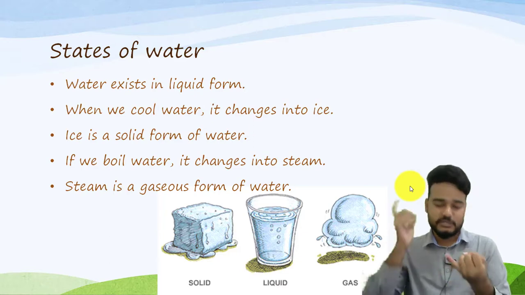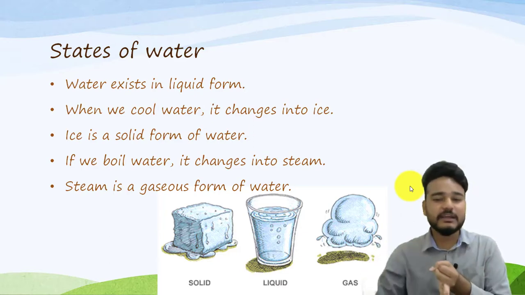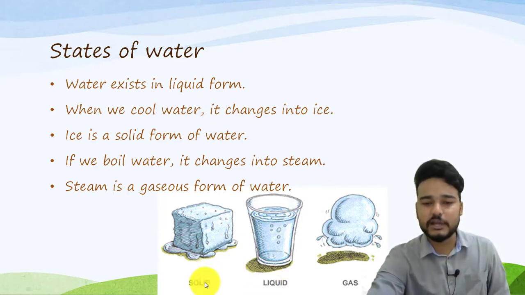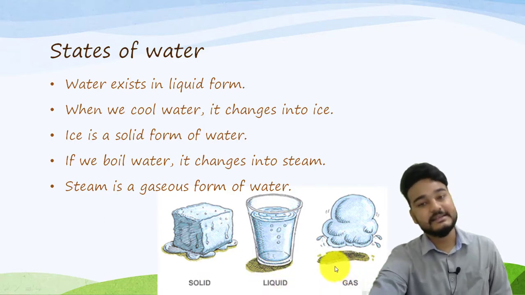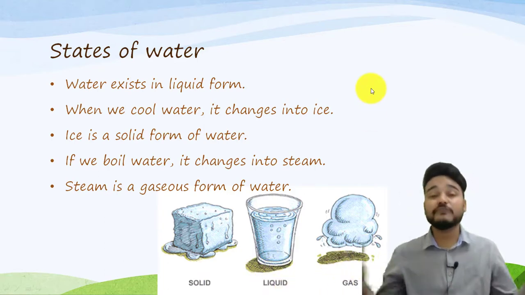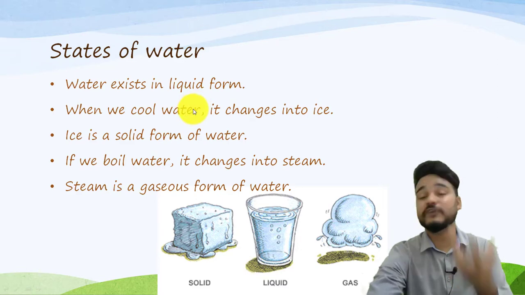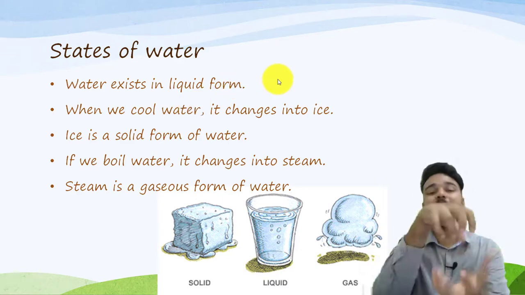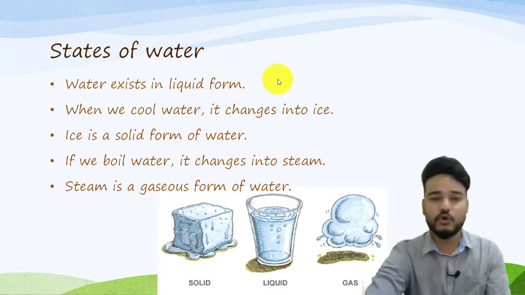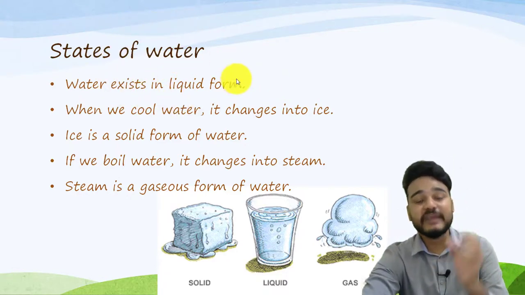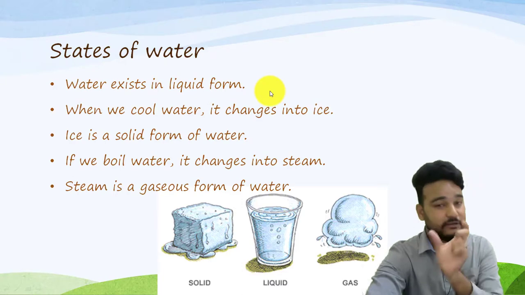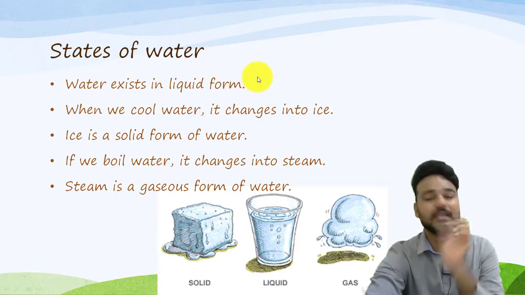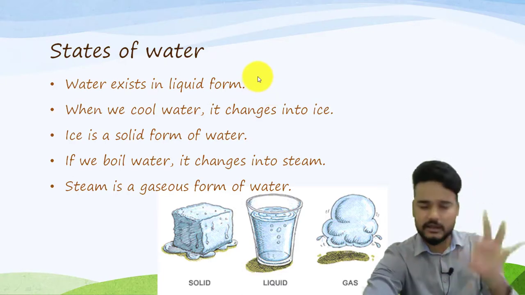Which are those? Solid, liquid and gas. Here you can see solid, liquid and gas. But by default water is in the form of liquid. Liquid means which flows and which takes shape of any vessel in which we pour. Okay, so water exists in which form? By default it exists in liquid form. It is liquid.